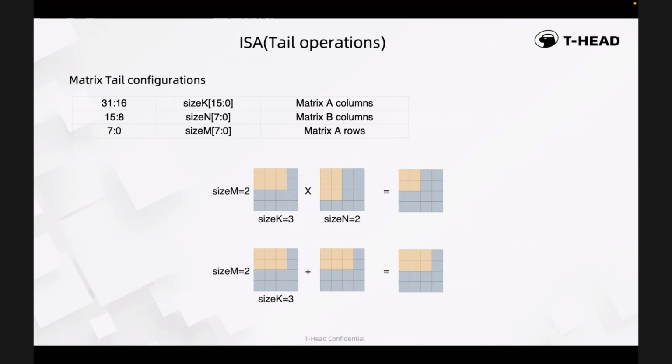Yeah, we should divide the big matrix into these small matrices, just the right size. If at the end of the line and the rows, you should use the tail operations to cover the leftover part of the matrix. Mhm.